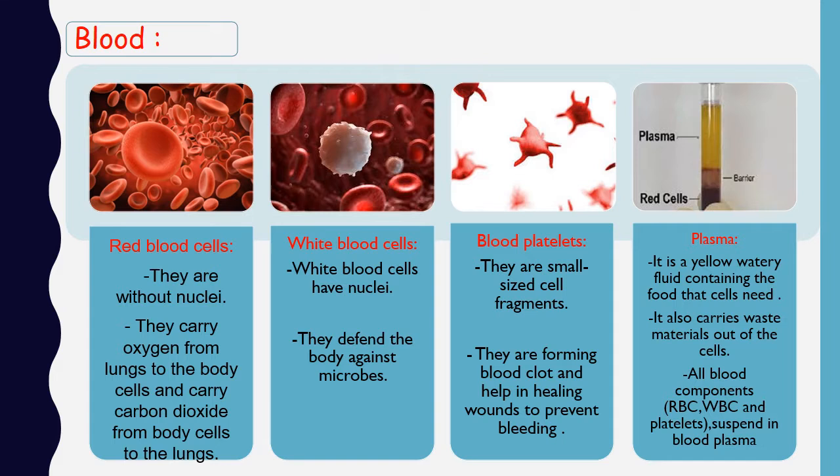Firstly, let's talk about the red blood cells. From their name, they are red cells, and these cells are without a nucleus. All the cells inside your body have a nucleus. Each cell has a nucleus, but the red blood cell doesn't have a nucleus. So red blood cells are without a nucleus.